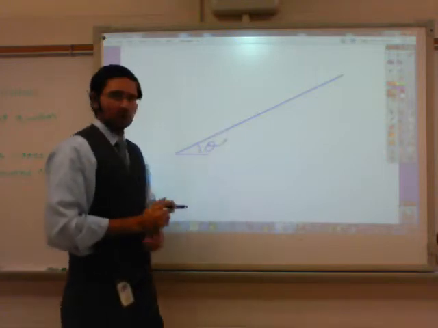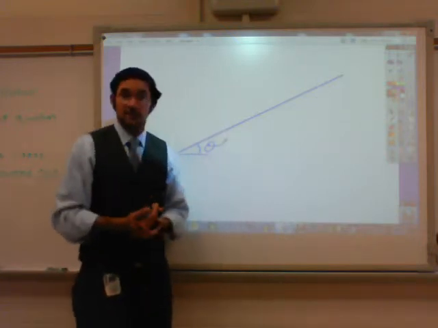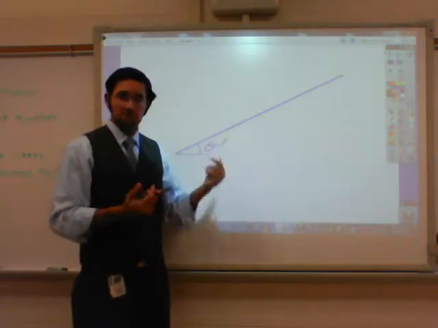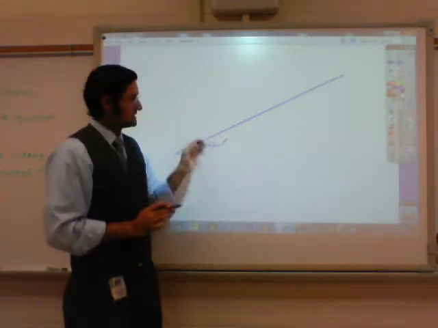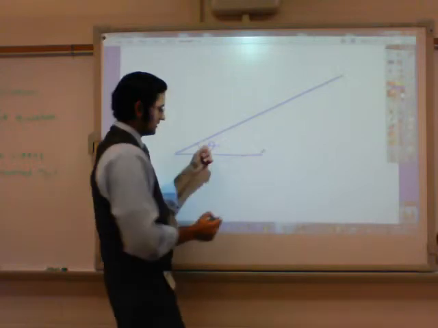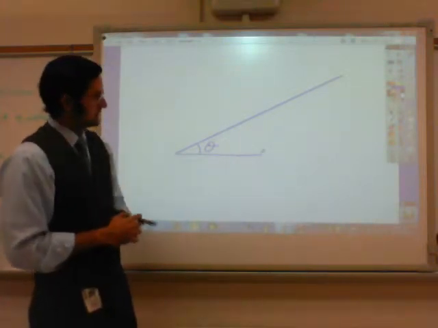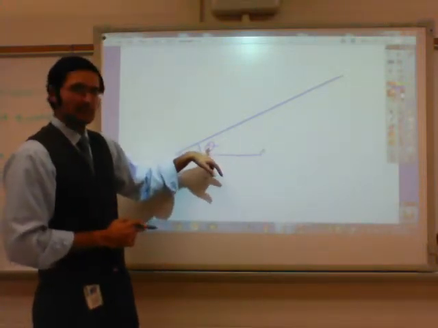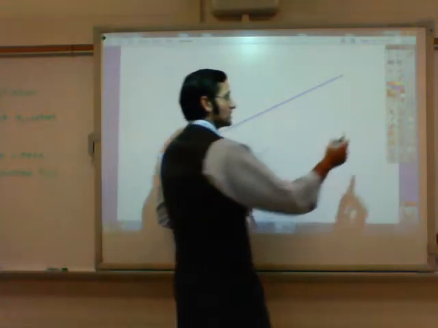It's that steep, whatever that angle theta is: 20 degrees, 30 degrees, 35, 40 degrees, however you want to make it. So there's an inclined surface, and theta is the angle of inclination. That's how steep it is. You're going to place a box on here.